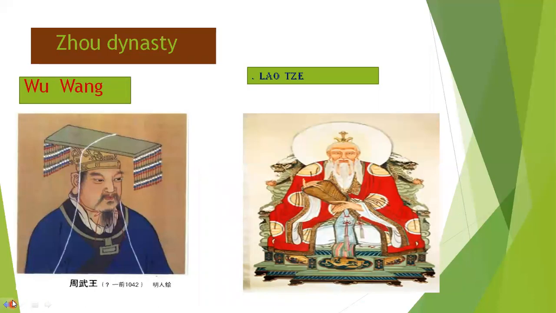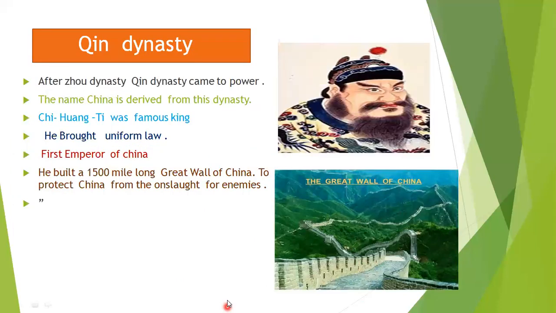Zhou Huang is a famous king in the Zhou dynasty, and it is well known that Lord Zhou will be there. Confucius is a well-known philosopher who lived in this period. He's a scholar, philosopher, and educationist. After the Zhou dynasty, the Qin dynasty came to rule. The name China is derived from this word, Qin dynasty.